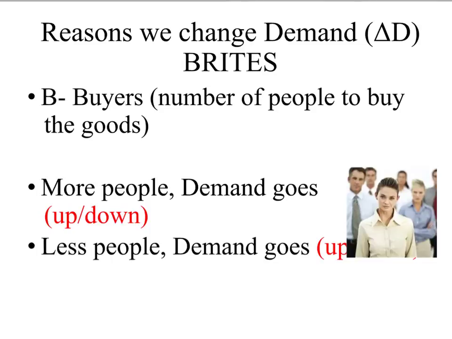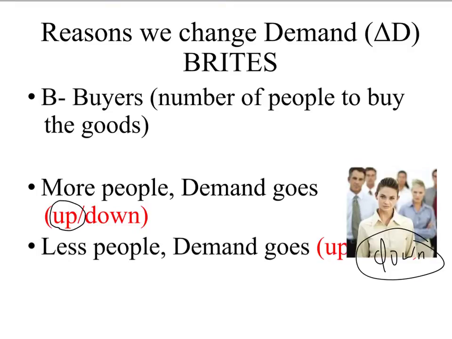There are many different ways that people will describe what the non-price determinants are. I'm going to use the acronym BRIGHTS. The first one is buyers, the actual physical number of people that buy the goods. So if there are more people, demand goes up. If there are less people, demand goes down.